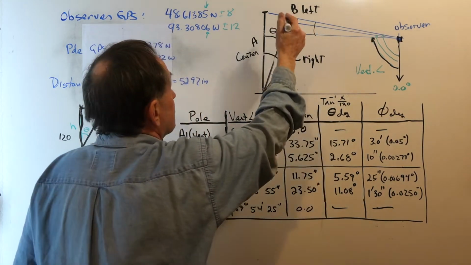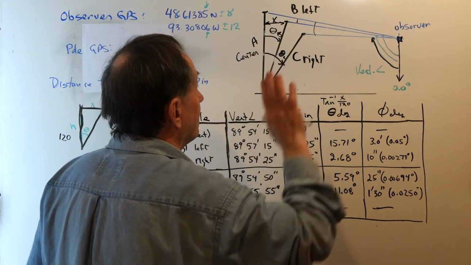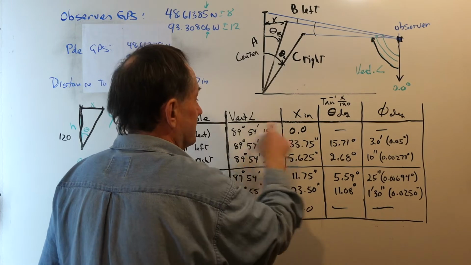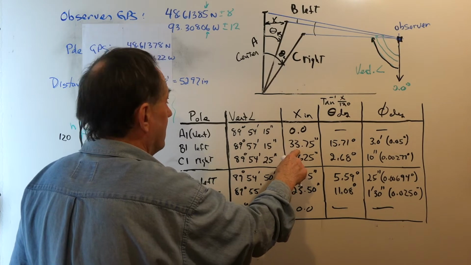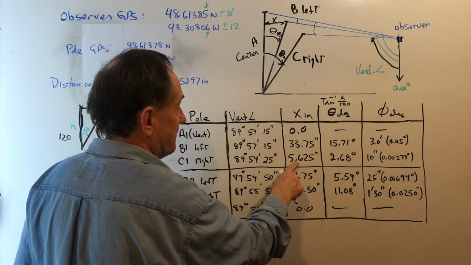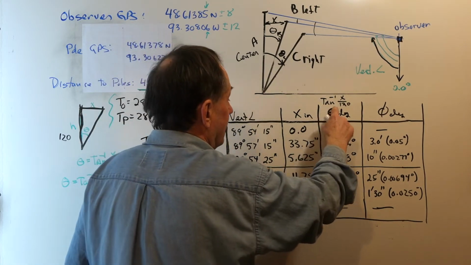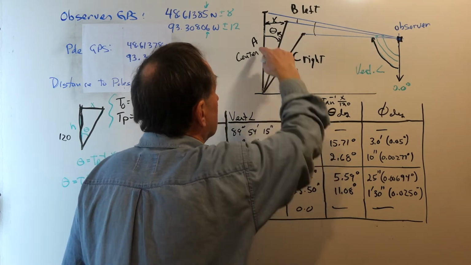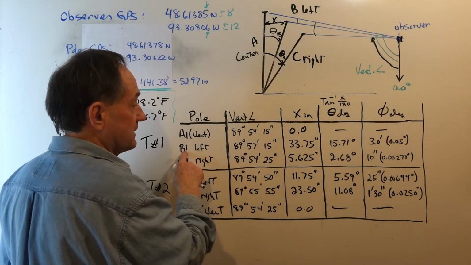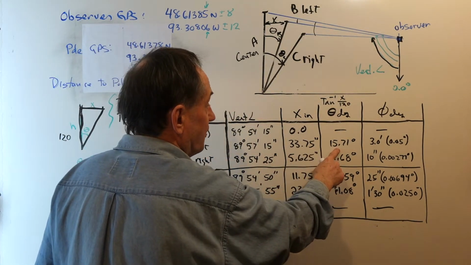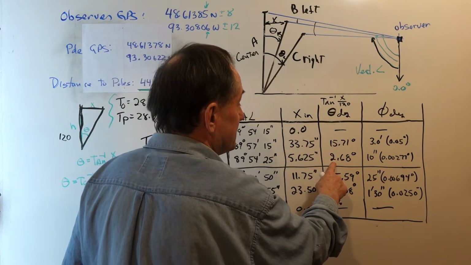Now, the separation distance is the distance x between the vertical pole and the pole that is tilted. And of course, there is no difference between the vertical pole and itself. Here are the inches for the separation distance on pole B and the separation distance on pole C from the vertical, and then using the arctangent of x over 120, we can compute what these tilt angles are. So in the first test, pole B was tilted at 15.71 degrees. The right pole, pole C, was tilted at 2.68 degrees.